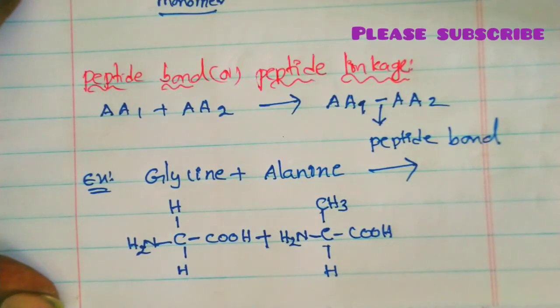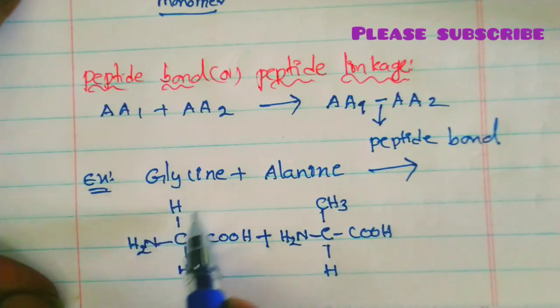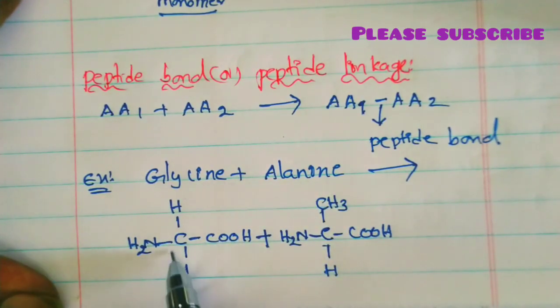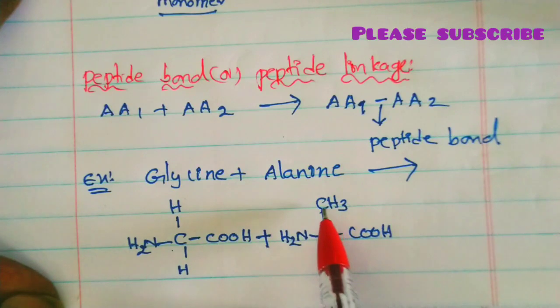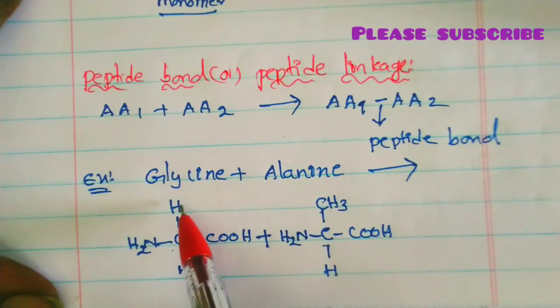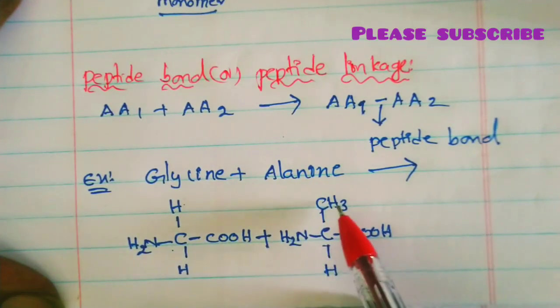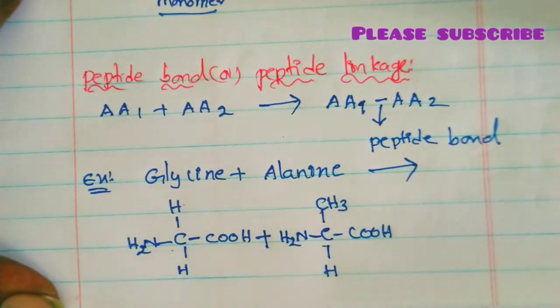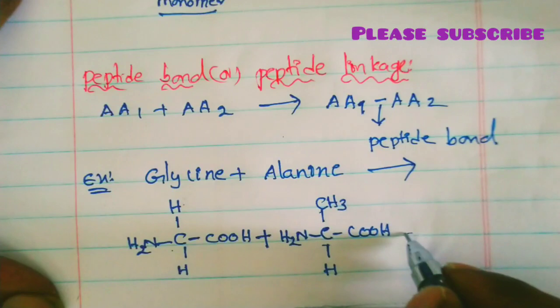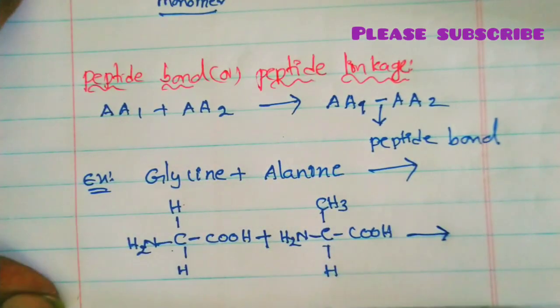Do you understand these two formulas? So only the R is different. Remaining three groups are similar. If you take any alpha amino acids, only one different group is there, that is R. If R equal to H, that is called as glycine. If R equal to CH3, that is called as alanine. So whenever these two amino acids are joined together, you will get one product.